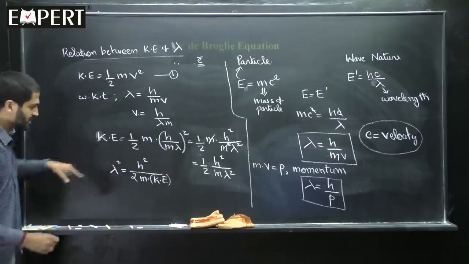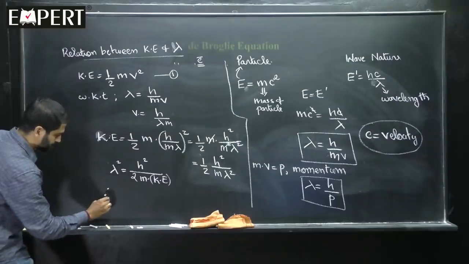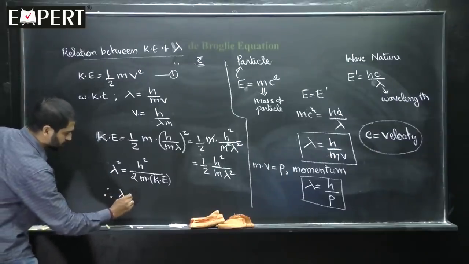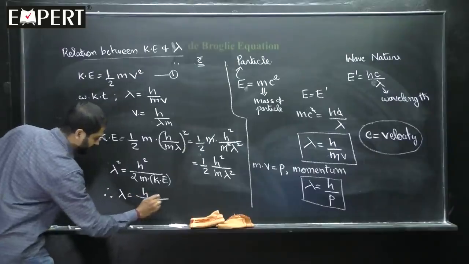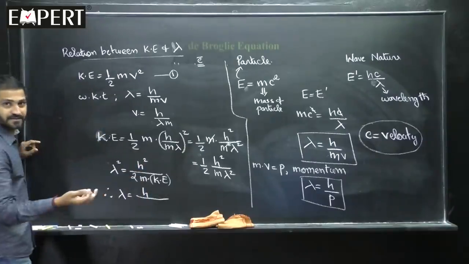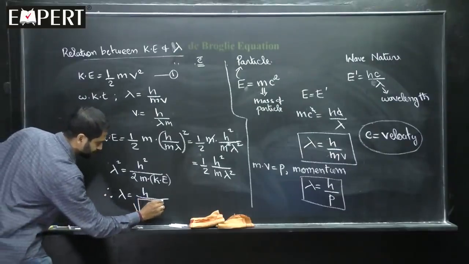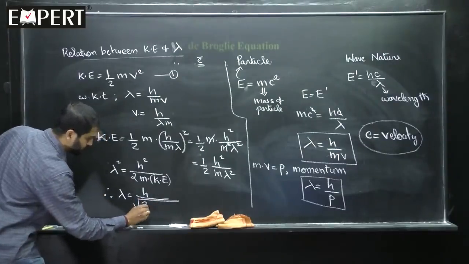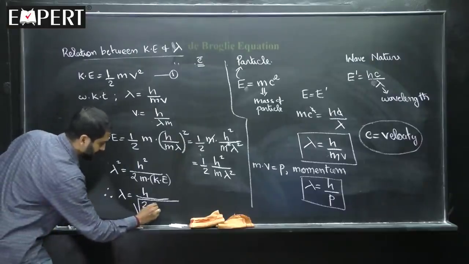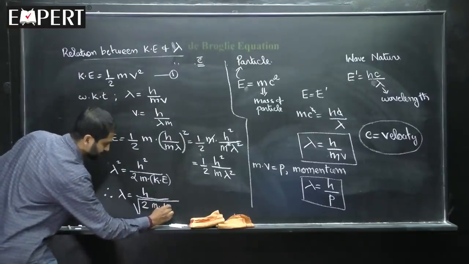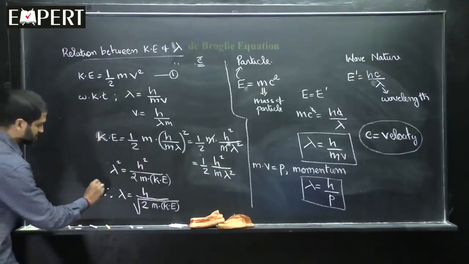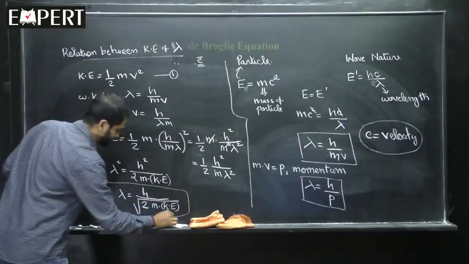Now this is square, so therefore lambda is equal to h by the square root of 2 into m into kinetic energy. So this is the expression.